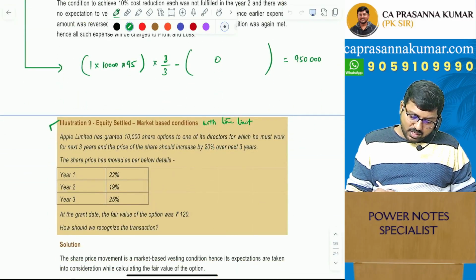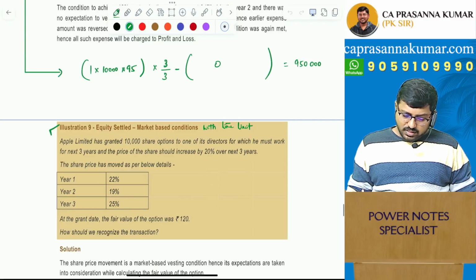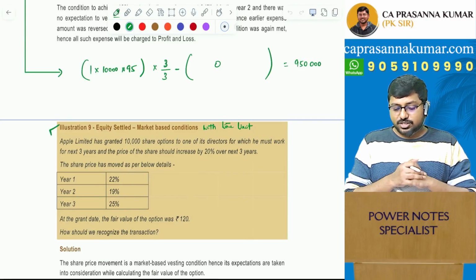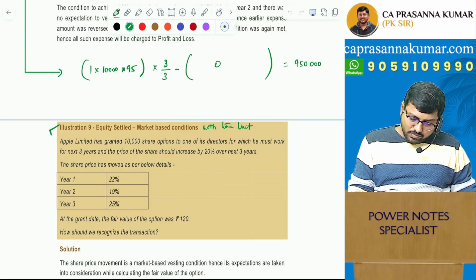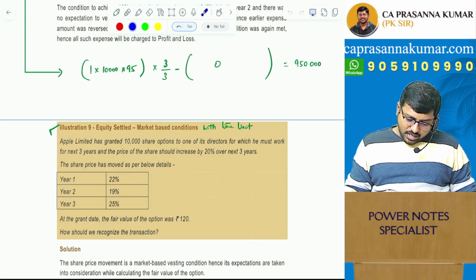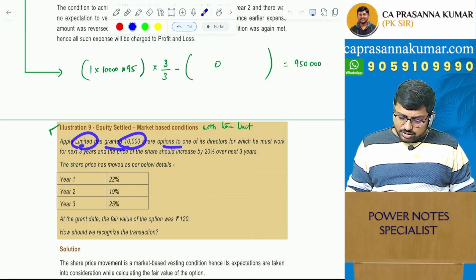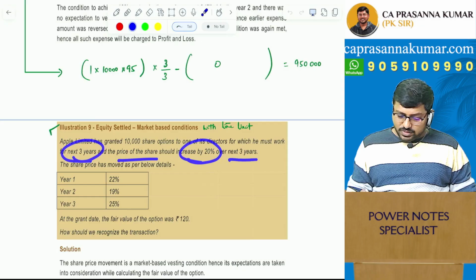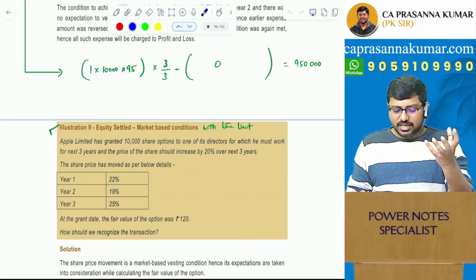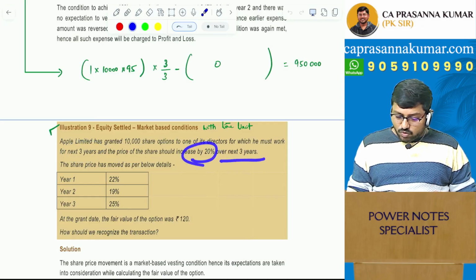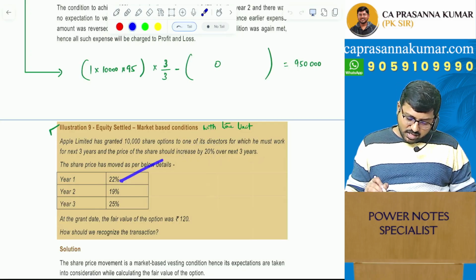Illustration 9. This will be the last sum of this particular session. Illustration 9 is a market based condition with time limit. Apple Limited has granted 10,000 share options to one of its directors for which he must work for the next 3 years, and the price of the share should increase by 20% over the 3 years. Price of the share, so obviously market condition. First year satisfied, second year no, third year yes.